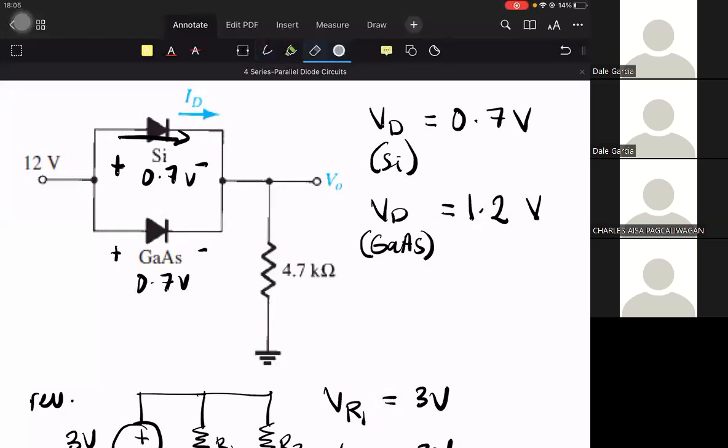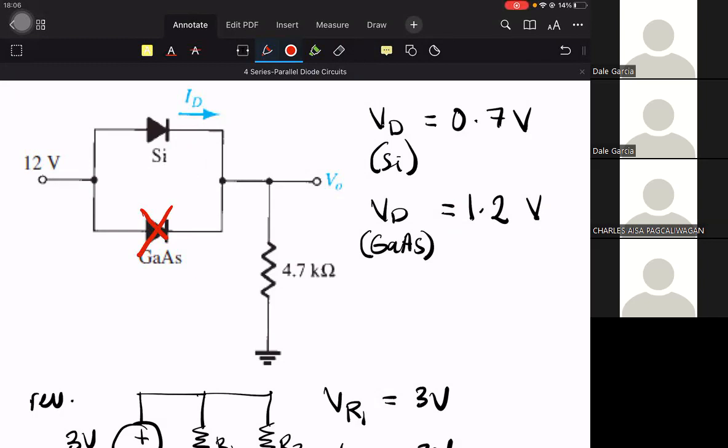Why? If you compare it, no? Compare the voltage drop to the voltage that the gallium arsenide diode would require to turn on, which is 1.2 volts. So, dili siya enough. Okay? That's why the gallium arsenide diode would not be forward bias. No? Dili na siya mo-turn on. So, si silicon lang mo-turn on.